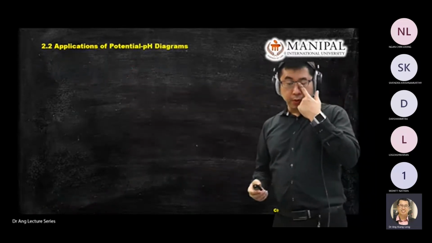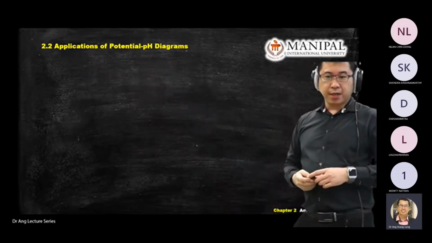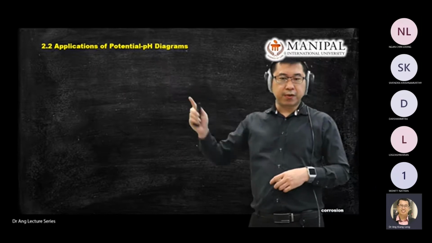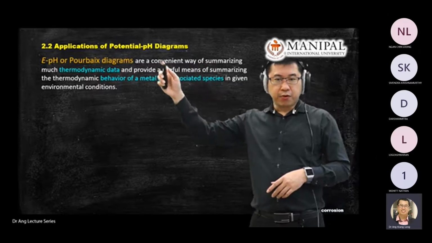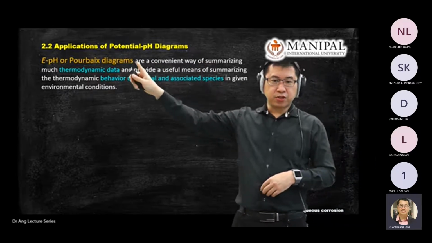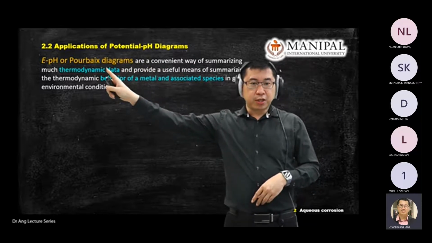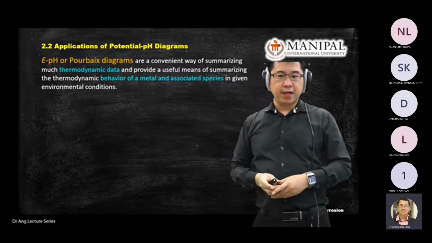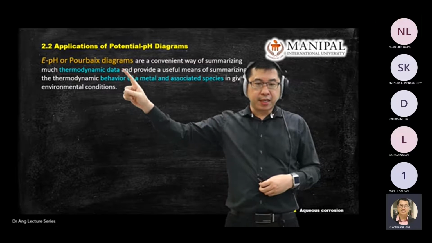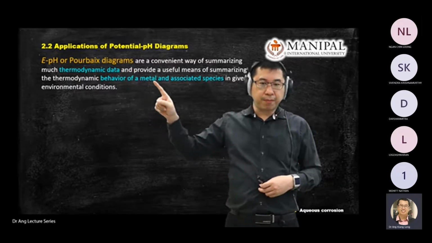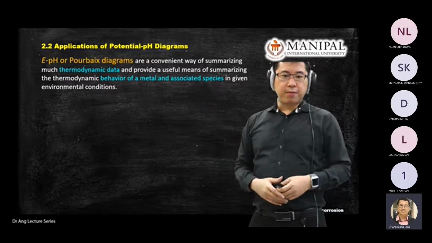Okay, today we look at the potential pH diagram, also called the E-pH diagram. We mentioned this name before, right? Pourbaix diagram. What does this diagram tell you? It tells you about thermodynamic data and the behavior of metals and their chemical species in that environment.